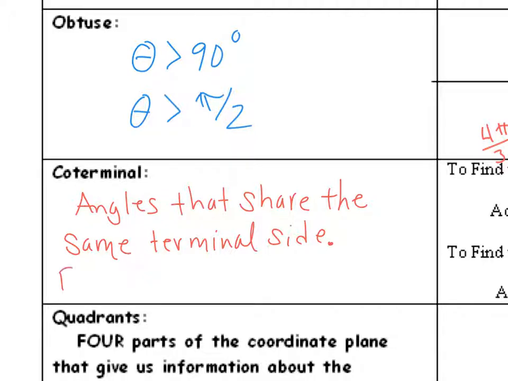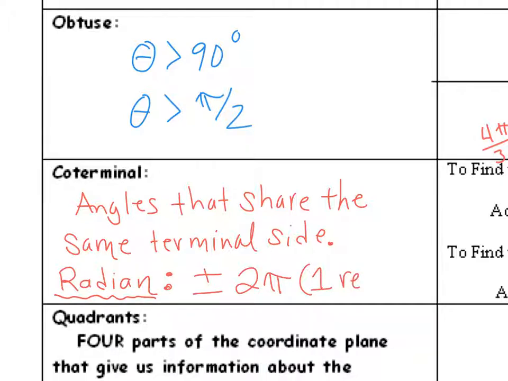So when we're in radian measure, notice you've copied this definition before. When we're in radian measure, we want to add or subtract 2 pi radians in order to find them. We do this because 2 pi radians is precisely 1 revolution. So it's like you're spinning the spinner one more time.